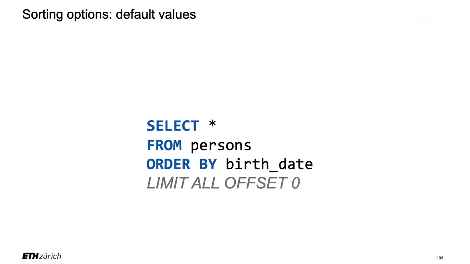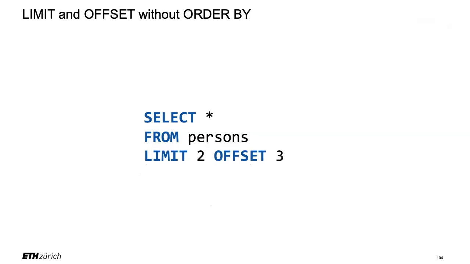By default, if you don't say anything, it's not going to limit anything. It's just going to do limit all, so it doesn't put any limit, and offset 0, meaning that it doesn't throw anything away at the start. So limit all, offset 0.